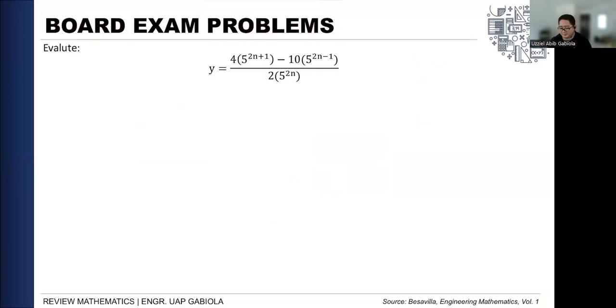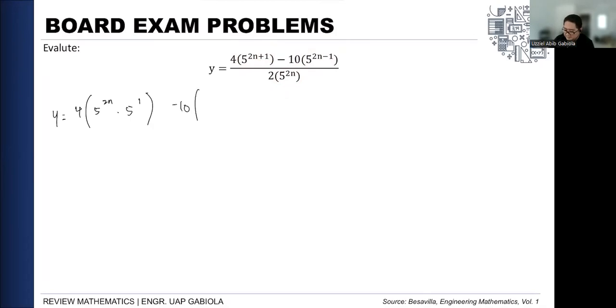So makikita nyo, meron tayong mga 5^2n sa loob, no? Maybe pwedeng yun yung pagkunan natin ng idea kung paano natin siya gagawin. Makikita natin may plus 1 dito, may minus 1. Ibig sabihin dito, nag-multiply tayo ng same base na 5. Dito, nag-divide tayo ng same base. So y equals to 4 times 5^2n plus 1, that is also the same as 5^2n times 5 raised to 1.